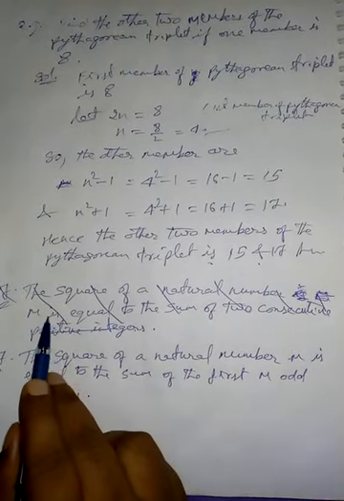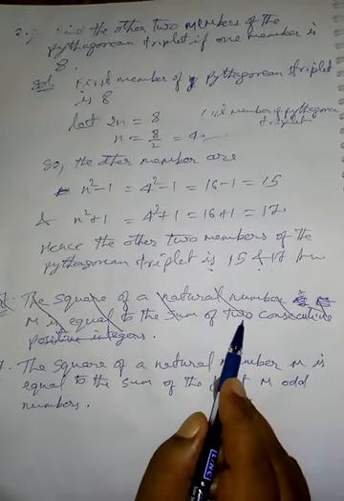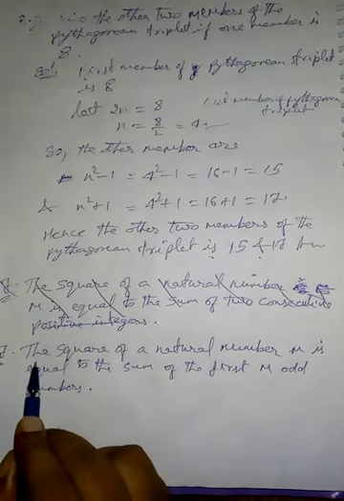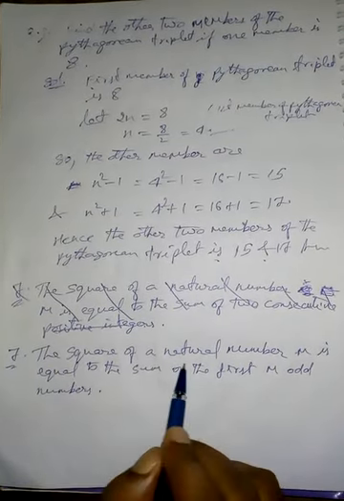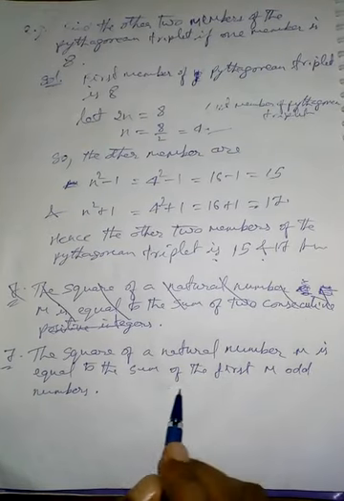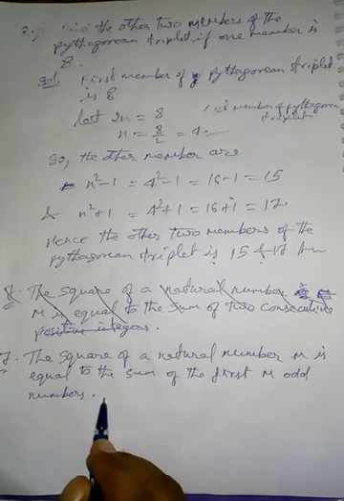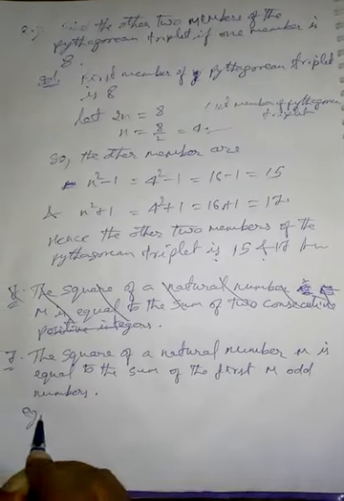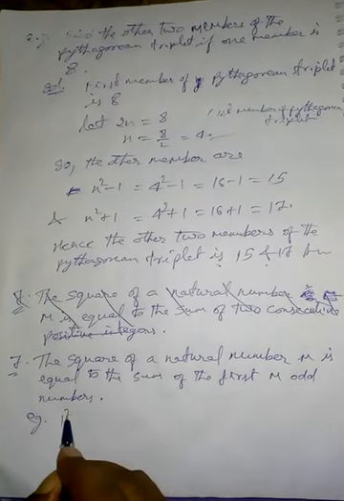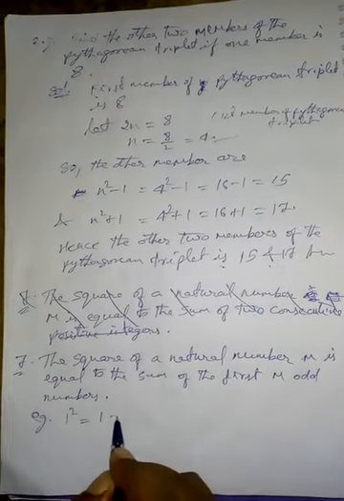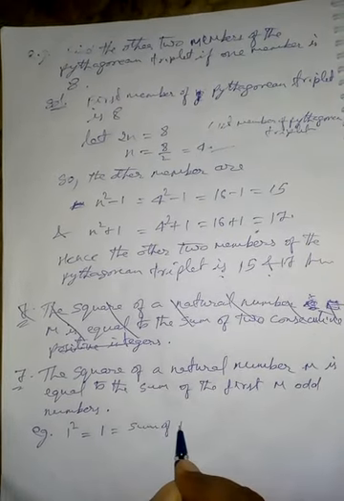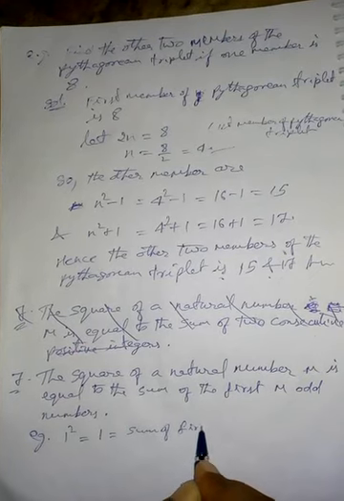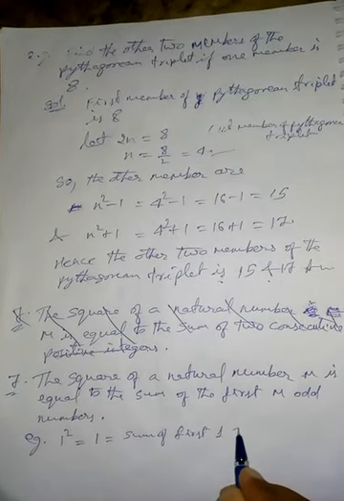Actually, for the seventh property there was a difference. So the seventh property of perfect squares is: the square of a natural number m is equal to the sum of the first m odd numbers. Example, we can see here. 1 square is equal to 1, that is equal to the sum of the first one odd number.